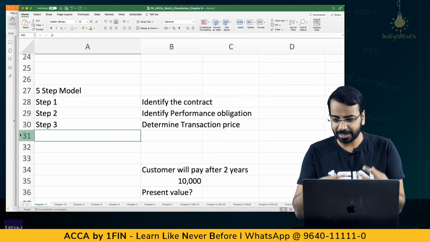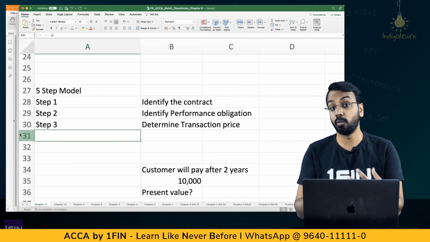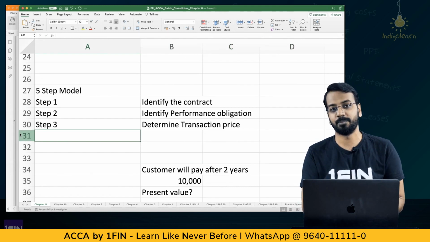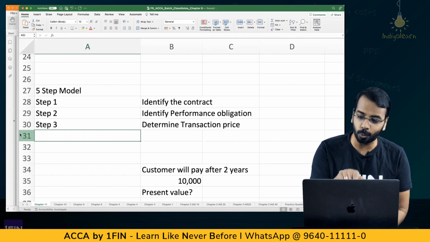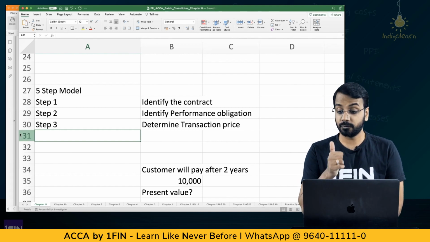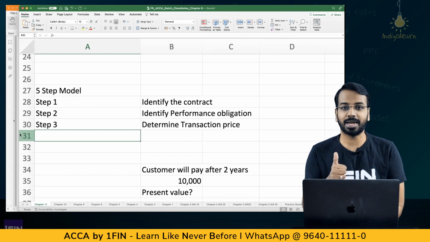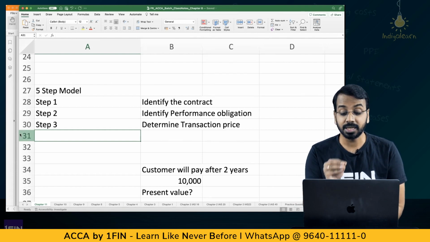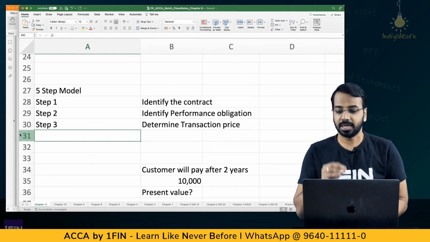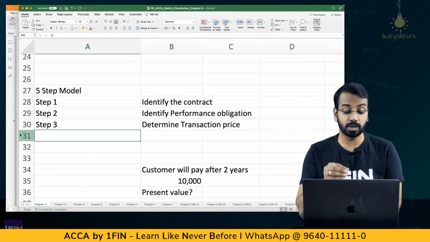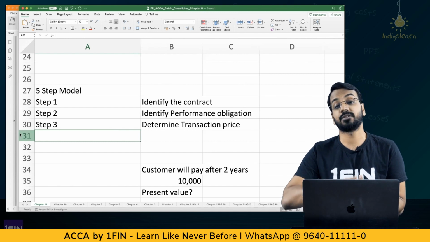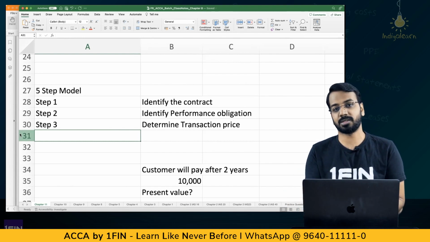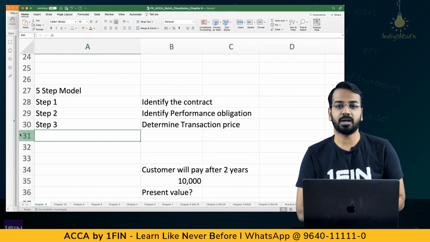And don't worry, we'll take numerical examples also. We'll take more questions also for us to understand how do we apply this 5-step model. Right now, we are just taking the broad overview of the 5-step model. So first step is identify the contract. Second step is identify the performance obligation. Third step is determine the transaction price. Transaction price, there will be some complexities around a prepayment, payment after some period of time, variable consideration, payment by the supplier to the customer. All of those things we will be covering.